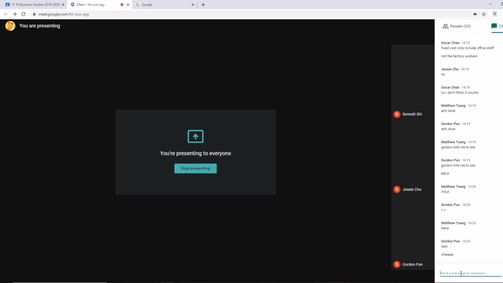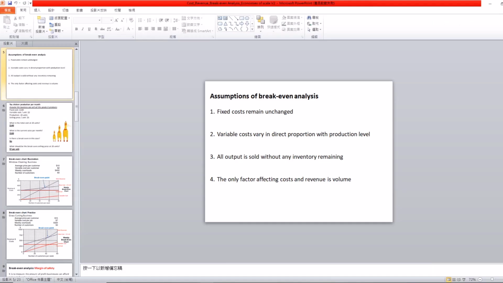Okay, so that's why we have to use this assumption here. Variable costs vary in direct proportion with production level, to make it easier for businesses to understand where the break-even point is. And that's why I told you all of the assumptions here are actually the limitations, because in reality, things just don't work the same. That's what we have learned here.